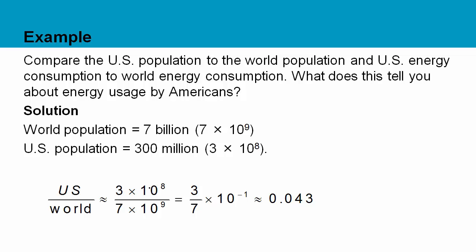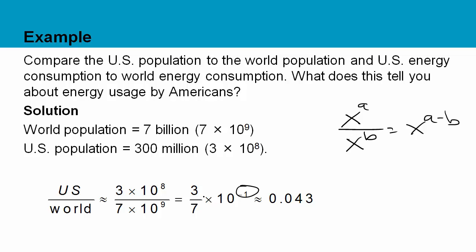Since this is multiplication, we can have 3 divided by 7. We can also have 10 to the 8th divided by 10 to the 9th. And we know the rule is, right, if we have x to the power of a over x to the power of b, so the bases are the same, the tens are the same, we know the rule is just x to the a minus b. So in this case, it's 10 to the 8 minus 9 or 10 to the minus 1. So 3/7 times 10 to the minus 1.